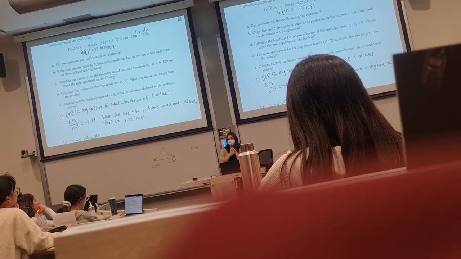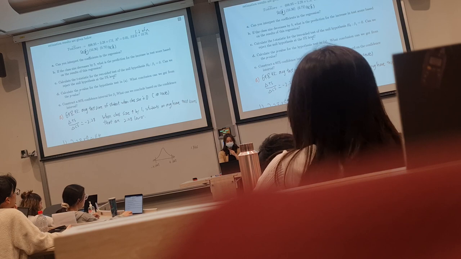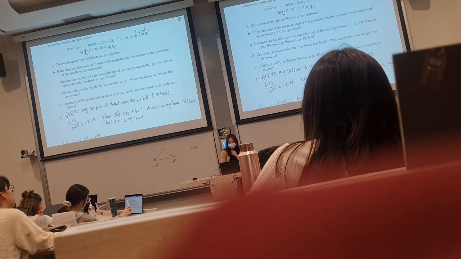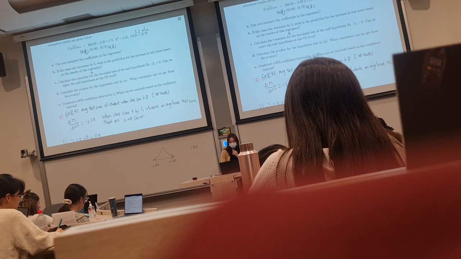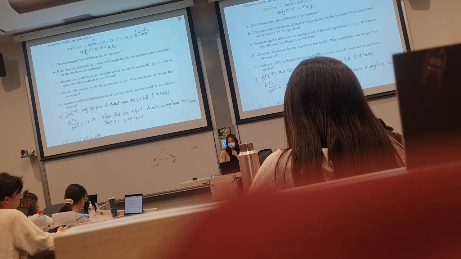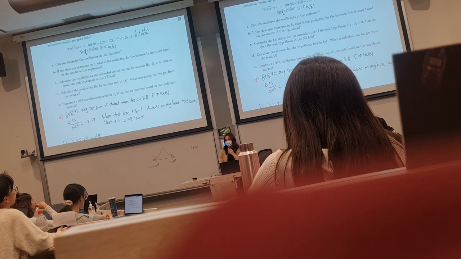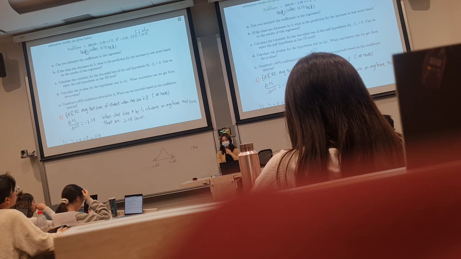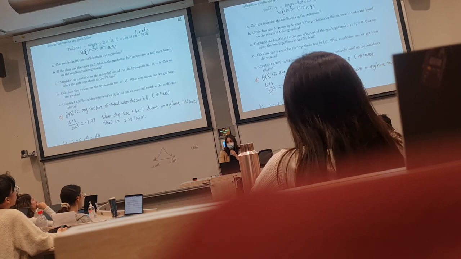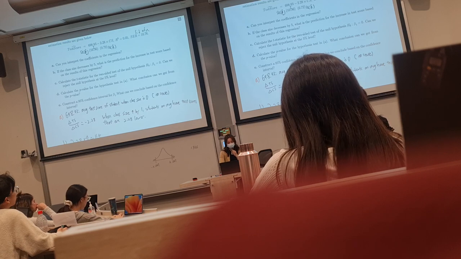If the interpretation of the intercept doesn't make sense, like in this question, the average test score is predicted as this value when the class size is zero. When the class size is zero, there's no student. So this is why the estimated intercept doesn't have economic meaning.